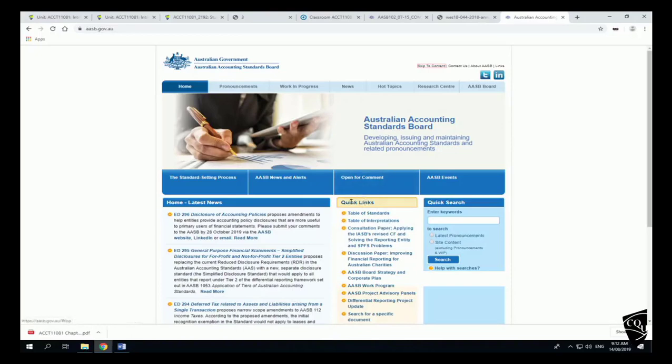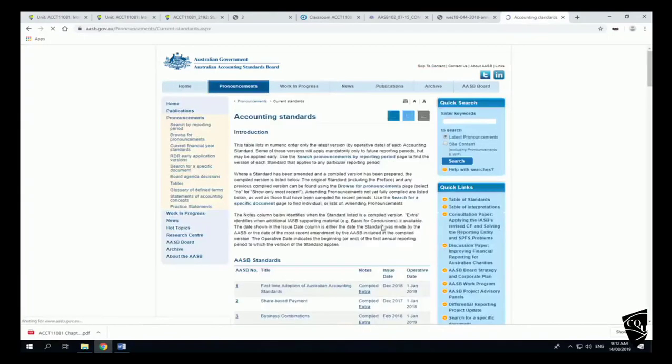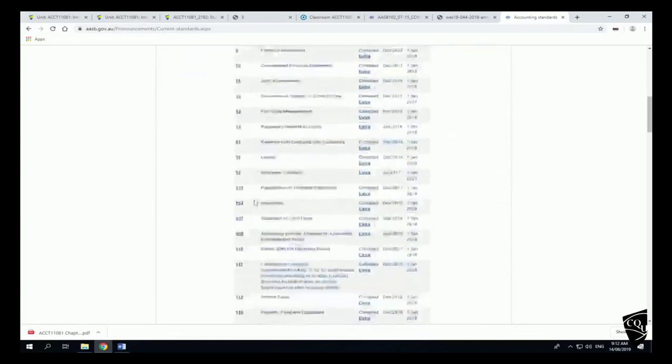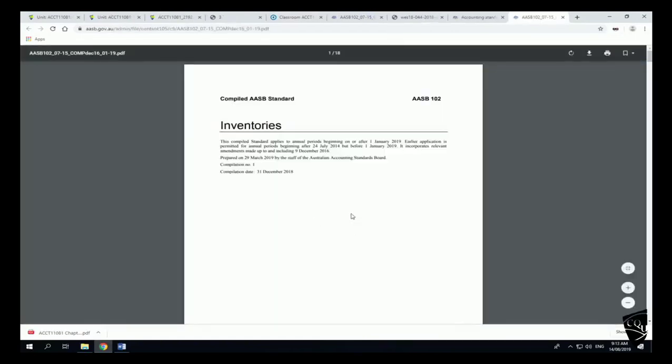And under quick links here in the middle, the very first quick link is called Table of Standards. Now, years ago, it used to be not as nice and easy to find as that. But nowadays, they've realised a lot of people actually do refer to the standards. So if you click into that, it will actually list all of our AASB standards numerically. If you scroll down to 102, which is inventories, you might like to refer to that as you're writing about inventories as part of step 7 in your assignment.